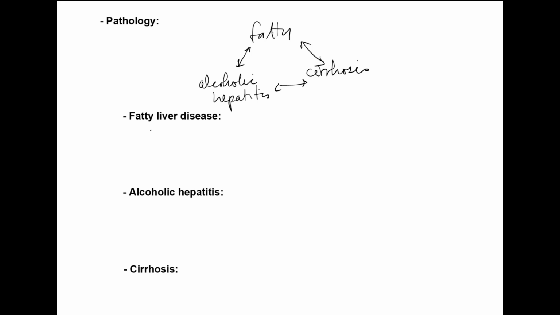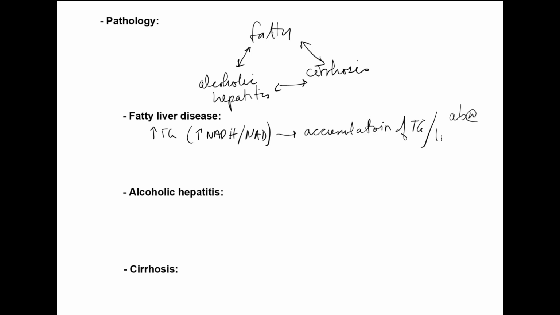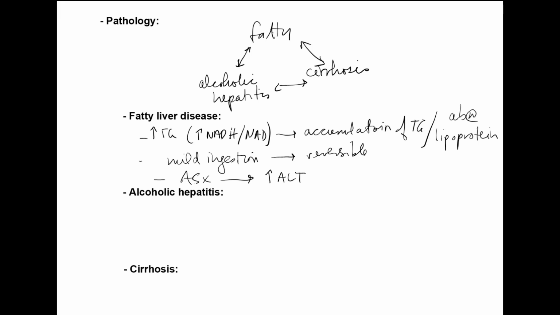Fatty liver disease is due to increased triglycerides, and in the acute situation, this is due to the increased NADH-NAD ratio along with other metabolic products. The accumulation of triglycerides in the liver is also associated with abnormal lipoprotein production. You can get this even with mild alcohol ingestion. It is, however, completely reversible. It is asymptomatic, and the only way one would recognize it in routine practice is after drinking, one can see an increase in the alanine transferase.